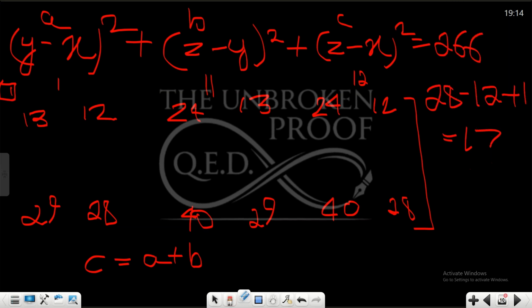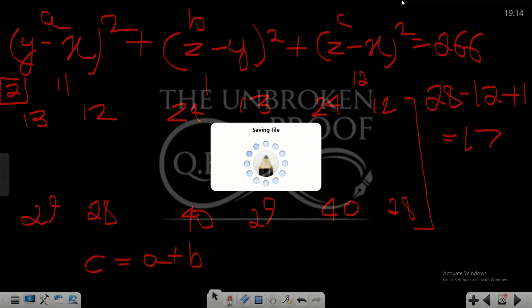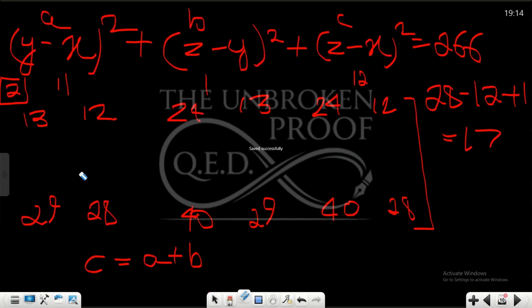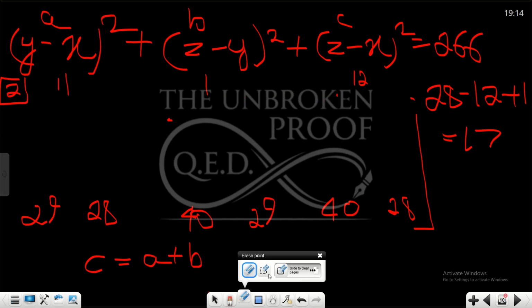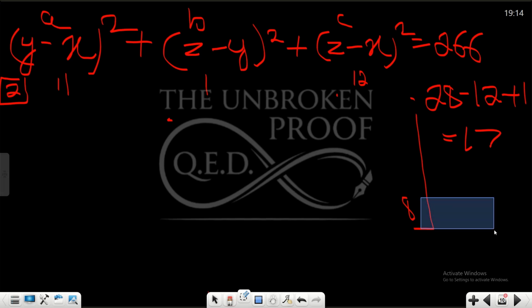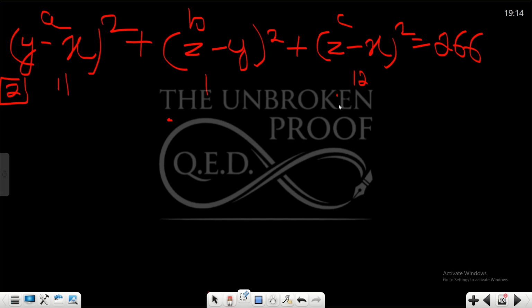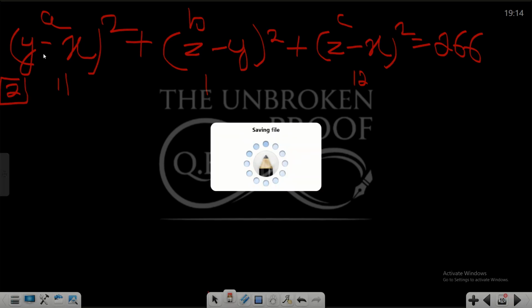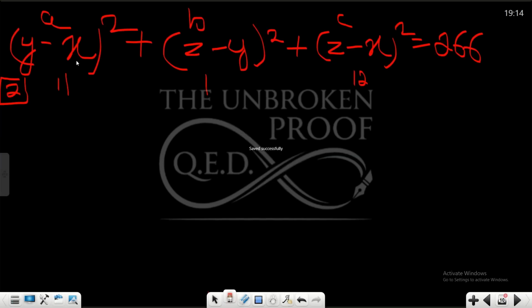Now let us take the second case over here. The second case is where you take a as 11 and b as 1. Now here you will get more cases compared to the first one. Let us see how. So let me erase all these things. Now if you look at the second case, y minus x should be 11 and z minus y should be 1, but z minus x should be the same 12.